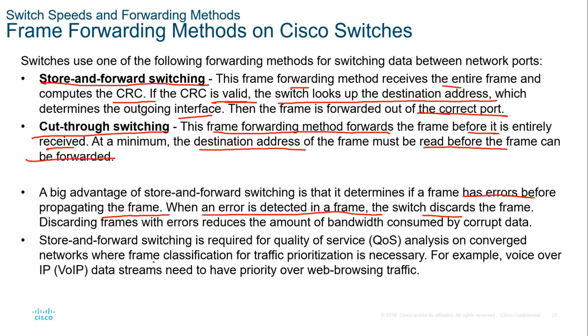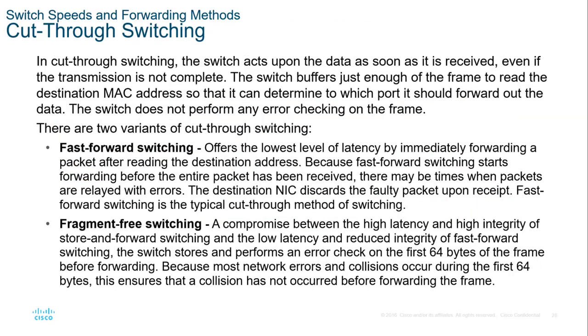Store and forward switching is required for quality of service analysis on converged networks, where frame classification for traffic prioritization is necessary. For example, voice over IP data streams need to have priority over web browsing traffic.